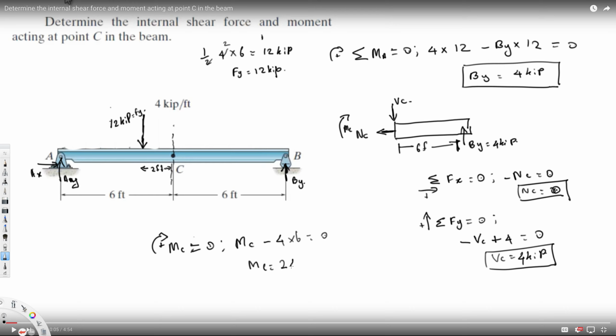The answer is positive. Therefore our assumption is right. It's acting clockwise. 24 kilopound feet, not kilopascal, kilopound feet. So this is my final answer, and that's all we have to find. The question is asking to find the internal shear force and moment at point C in the beam, and that's all we need to find.